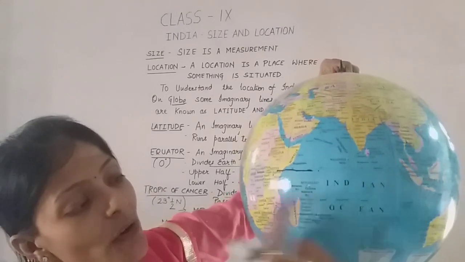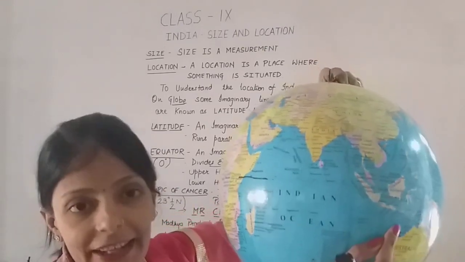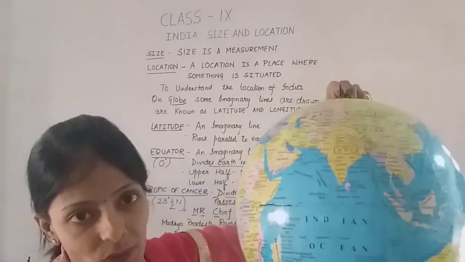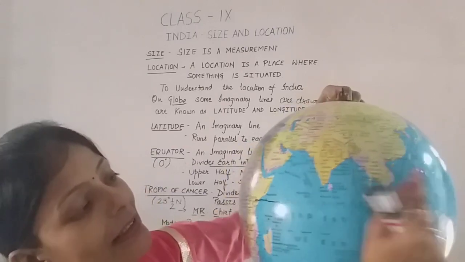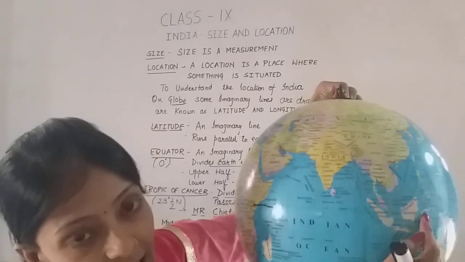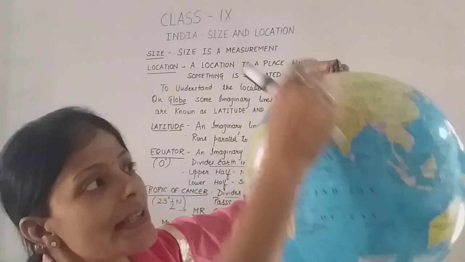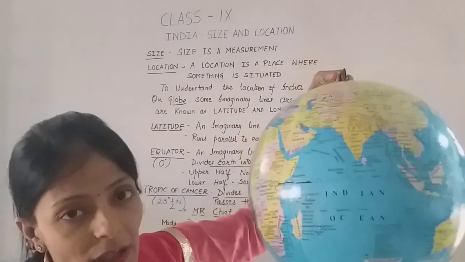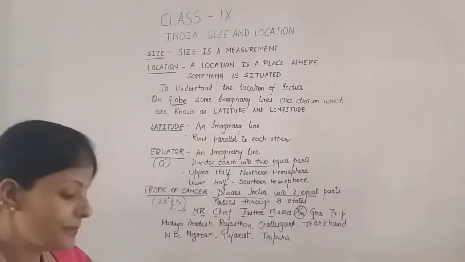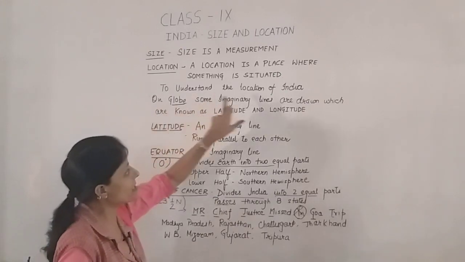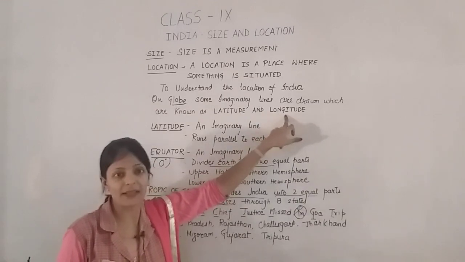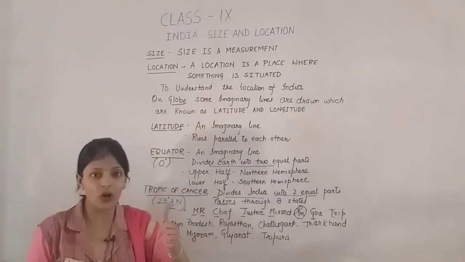The lines which are horizontal are known as latitude, whereas the lines which are vertical are known as longitude. I am repeating, the lines which are horizontal, see, these all lines are horizontal, are called latitude, whereas the lines which are vertical are known as longitude. I hope it's clear what are latitudes and what are longitudes.